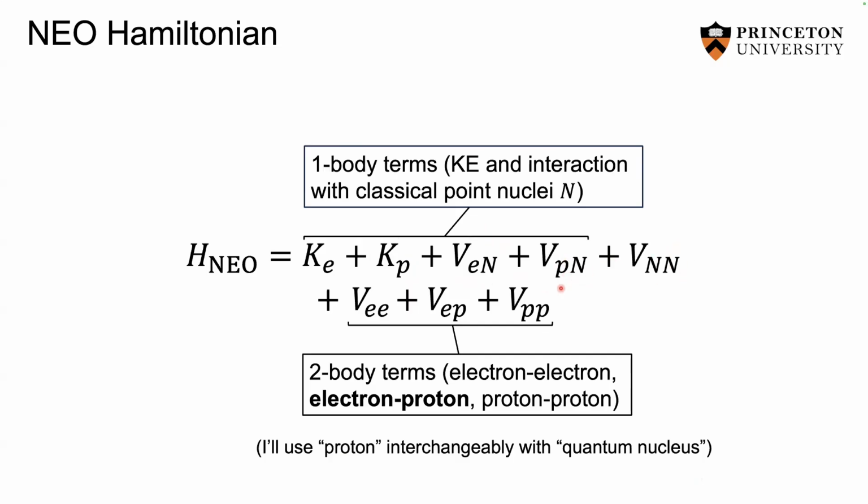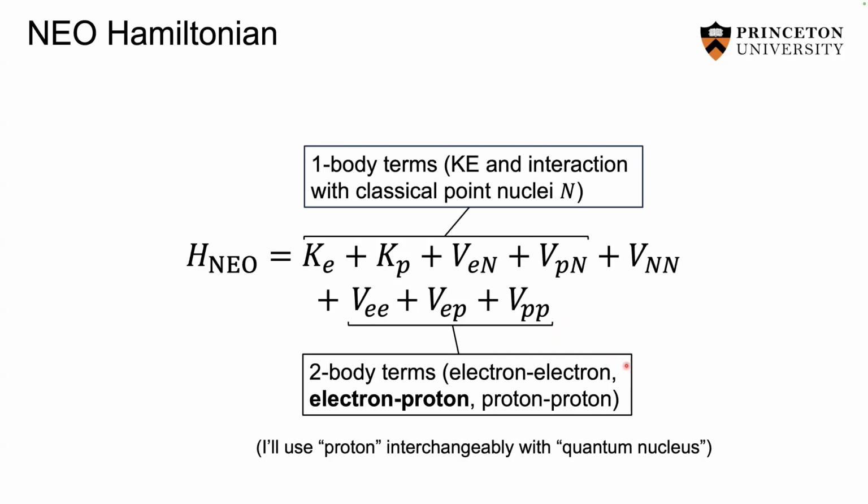And then, of course, the same term here. But then crucially, the hard part, the two-body terms, we still have the electron-electron part, but we also have the electron-proton attraction term, which now is non-trivial. It's not a one-body term anymore. Now it's a two-body term. And then, of course, if we have multiple protons, we also have the proton-proton repulsion.